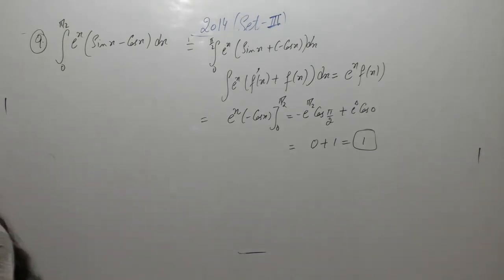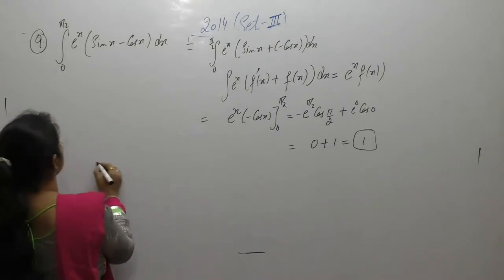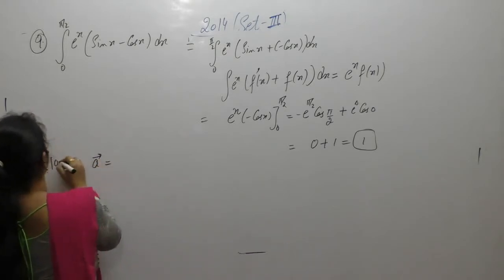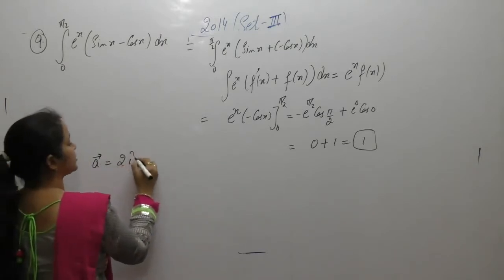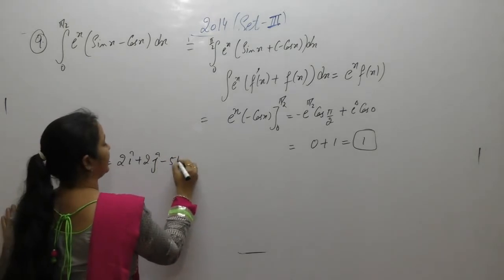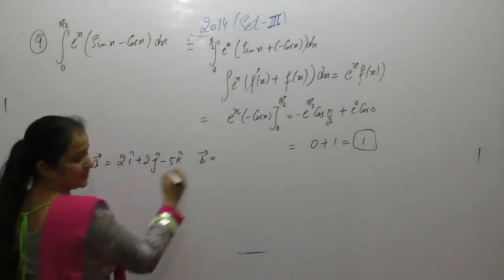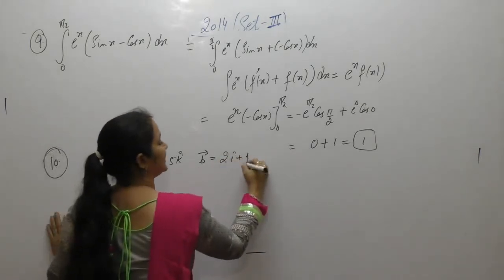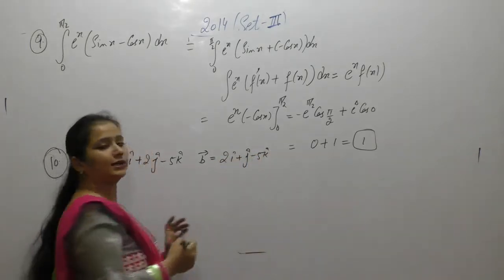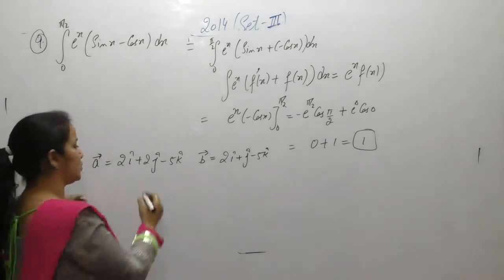Write a unit vector in the direction of the sum of vectors A and B, question number 10. A vector is equal to 2i plus 2j minus 5k, and B vector is equal to 2i plus j minus 7k. We have to write the unit vector of the sum of these vectors.